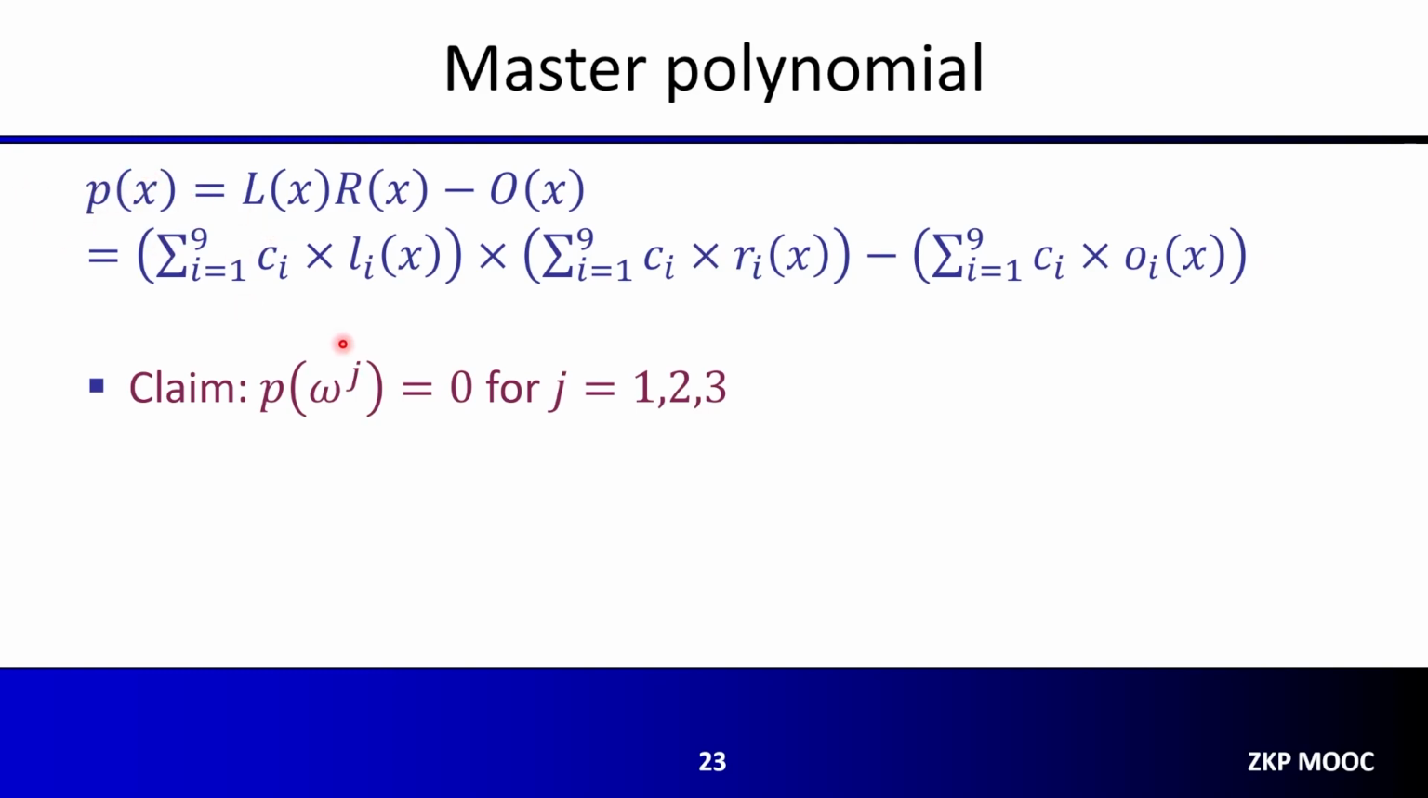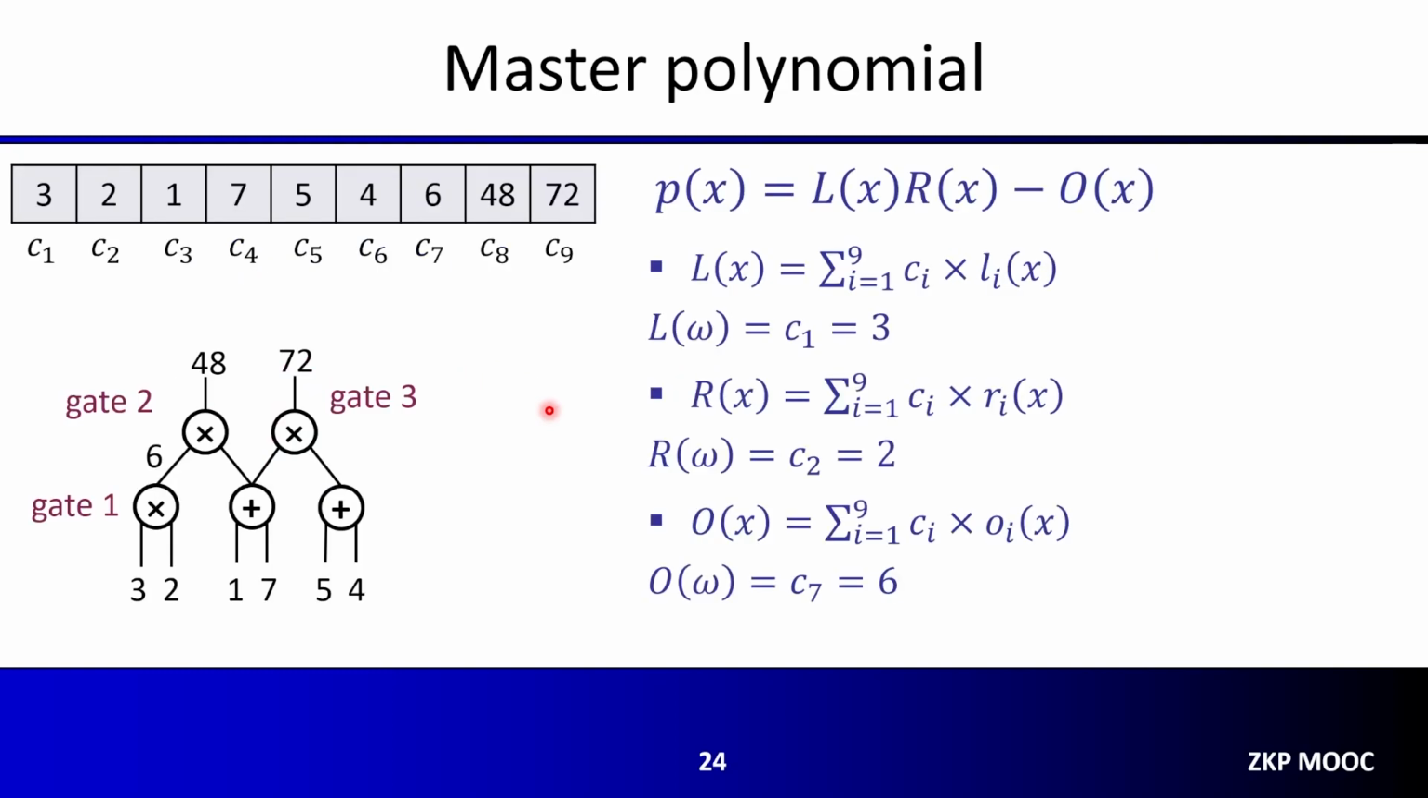Once we have that, the claim is that P of x should evaluate to 0 at all powers of this root of unity, defined by this public predefined set. Why is that? Let's take a look at the definition of these polynomials using this example. We've actually gone through all of these evaluations of Lx, Rx, and Ox. So what is P of omega? Well, that equals L of omega times R of omega minus O of omega.